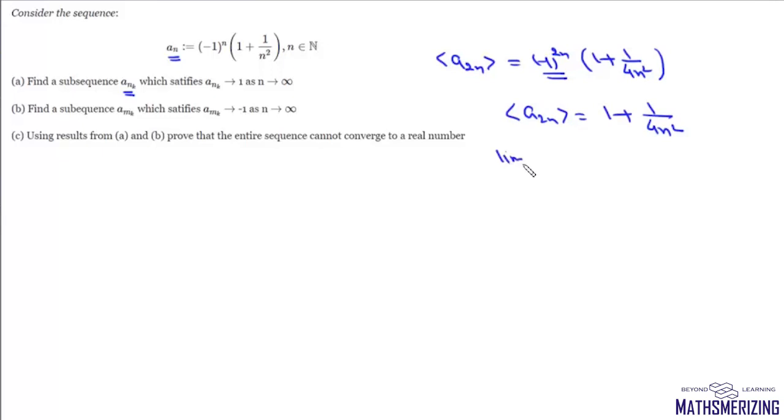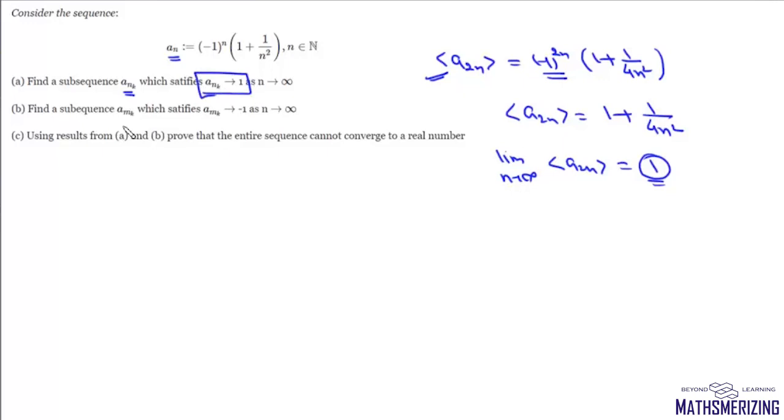Now this is 1, so we can write a2n equals 1 plus 1 upon 4n square. Now we take this limit as n tends to infinity of a2n, and this value is 1. So this is an example of a subsequence which satisfies ank approaches 1.